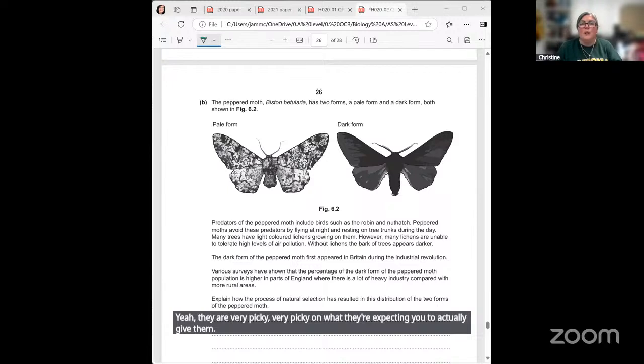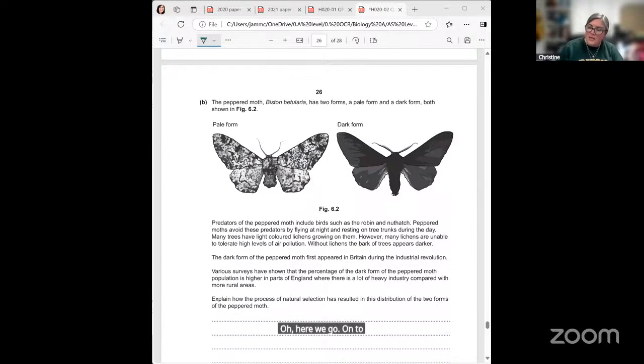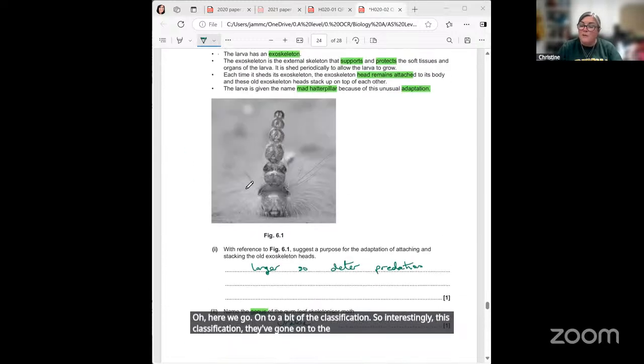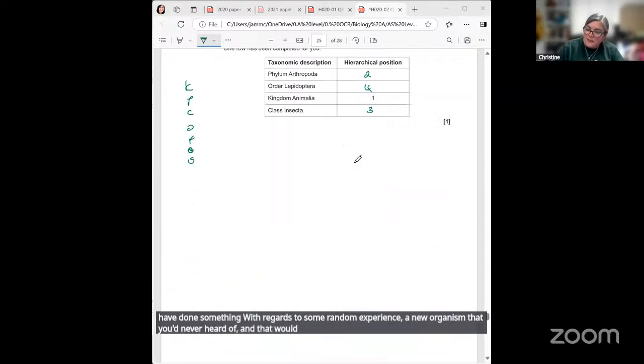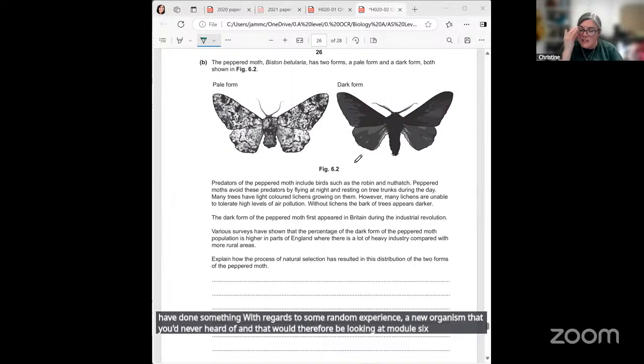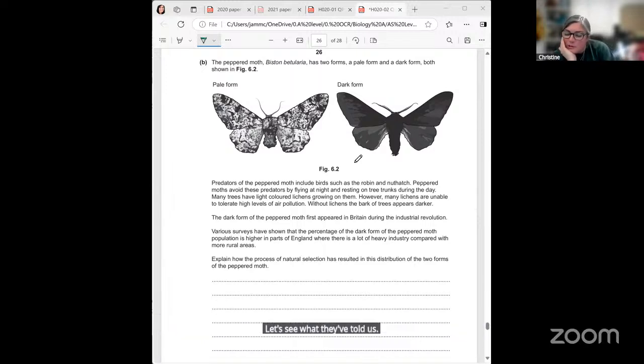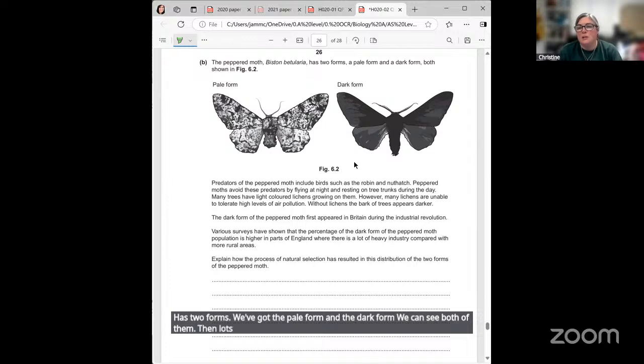Oh, here we go. On to a bit of the classification. Interestingly, this classification question has gone on to the peppered moth, but actually they could have done something with regards to some random organism that you'd never heard of, and that would therefore be looking at module 6. So let's see what they've told us. We've got the peppered moth, which has two forms: the pale form and the dark form. We can see both of them. Then lots of information.